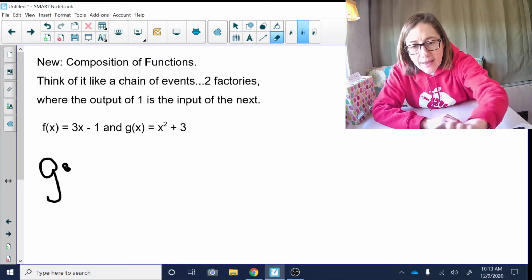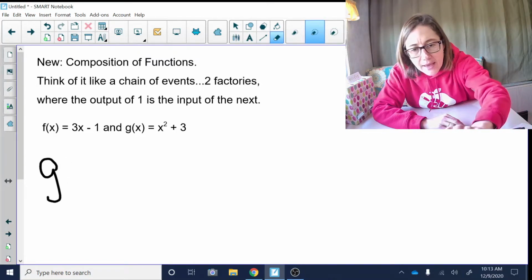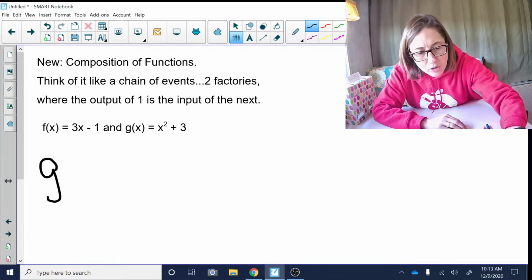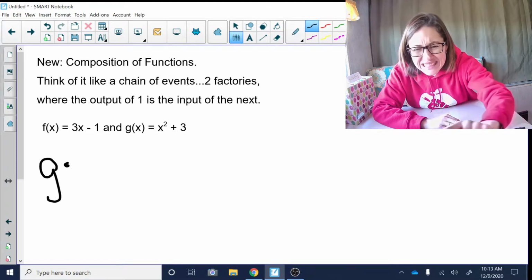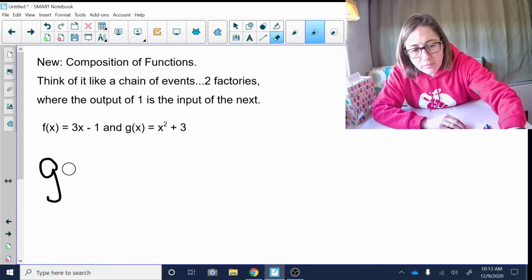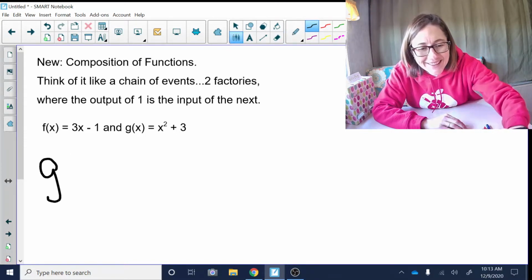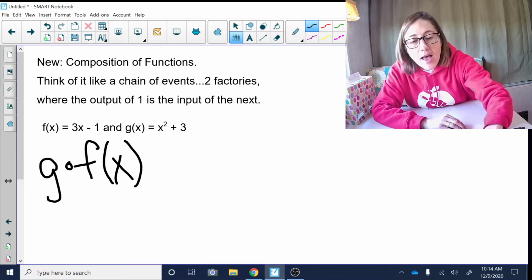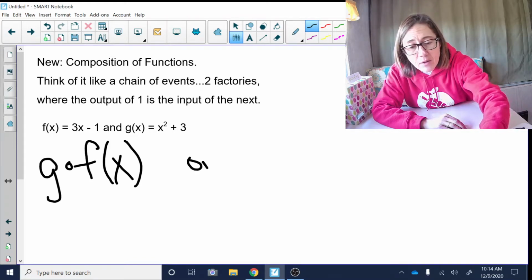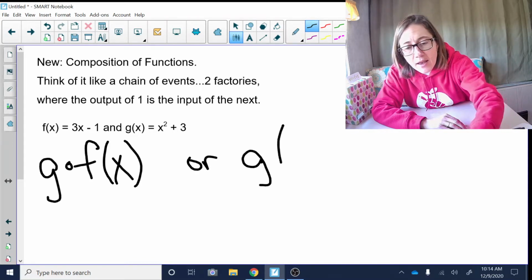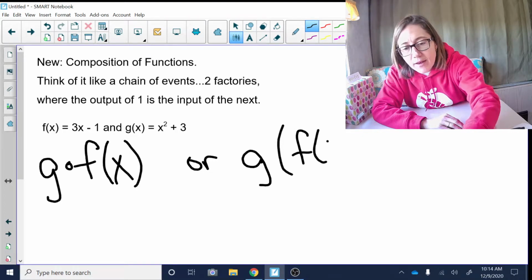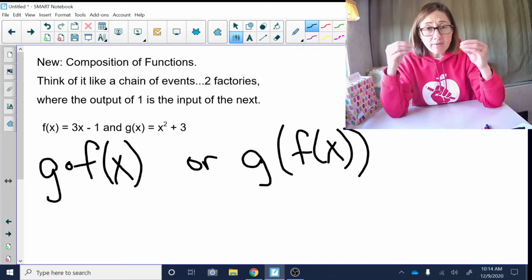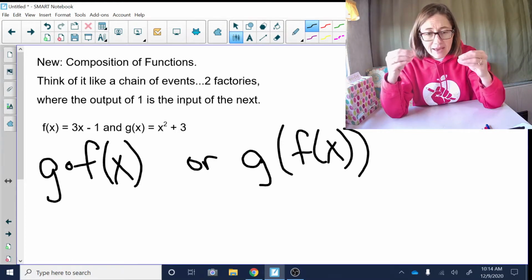oh, that looks bad. That is supposed to be a little empty circle. Let's try that again. Third time's the charm here. There we go. G circle f of x. Or you can write it like this, g of f of x. Okay, both of these forms of symbolism mean the same thing.